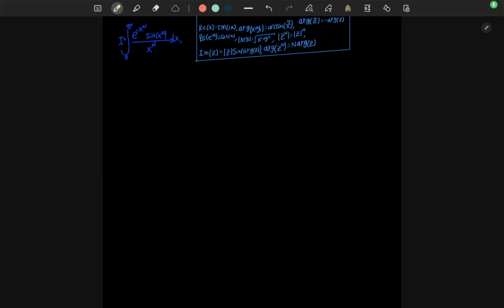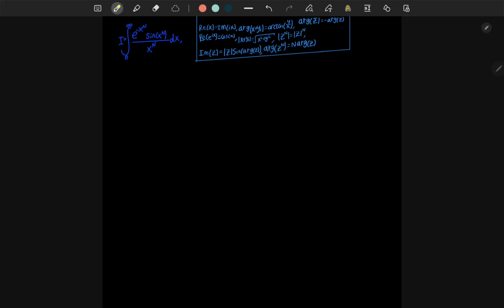Hello and welcome. This is Integral Solver with a very nice looking integral today. And the way I'd like to solve this integral is by using these very important facts right here. They will come in handy later on, and you'll see.